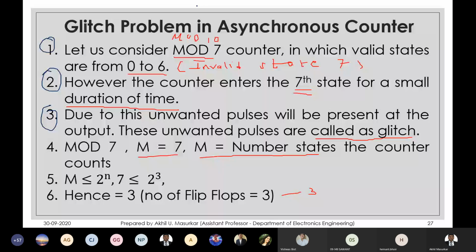6 is not the only invalid state. Both 6 and 7 are invalid. Shubham, it is not just 7. It will be 6 and 7.